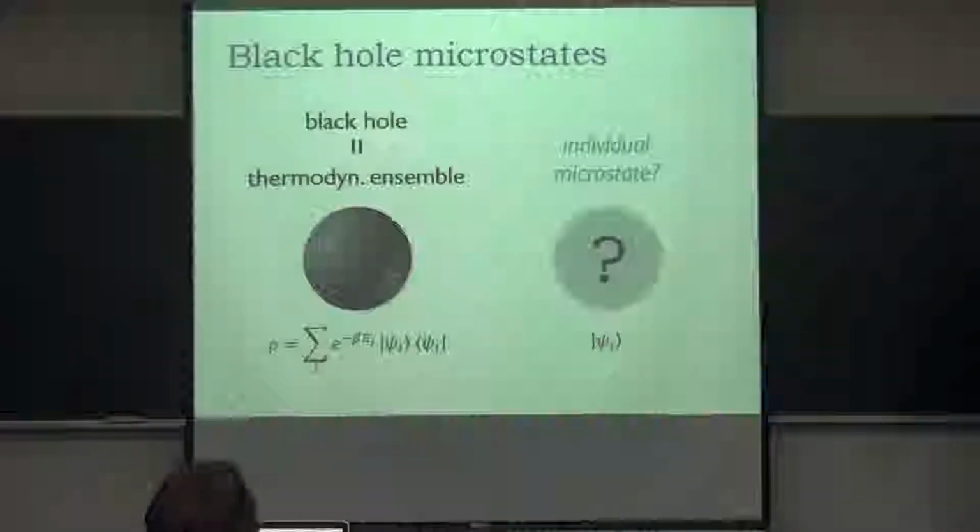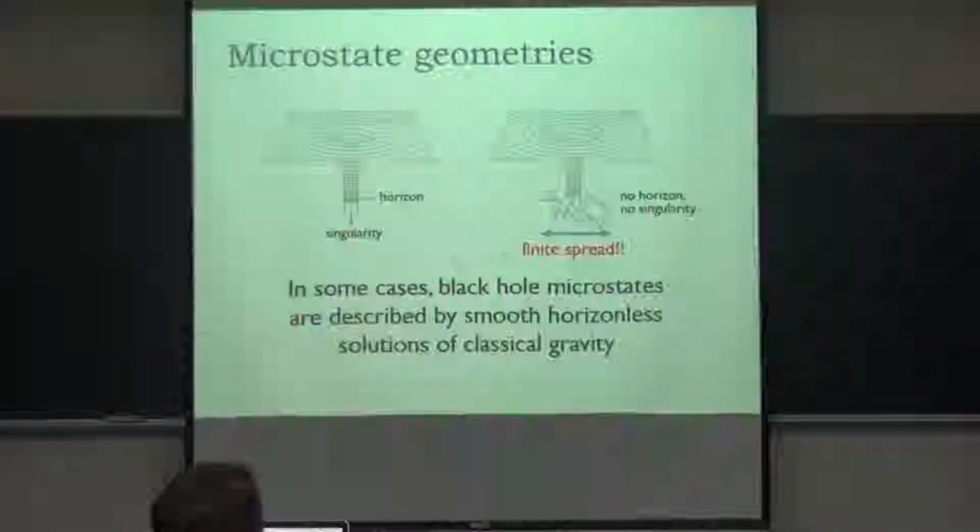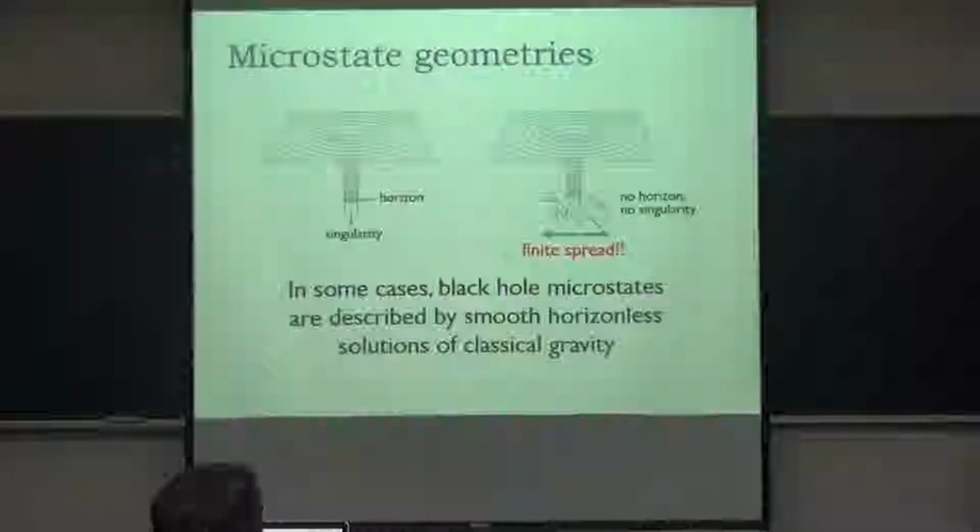And this does not have to be a solution of supergravity. It can be fully stringy, but there should be something like that. Next, what are microstate geometries? I talked about black hole microstates, and they are in general expected to be stringy. But in some cases, it is known that there are some microstates which are described by smooth horizonless solutions of classical gravity. So normally you would think that a black hole is a geometry like this.